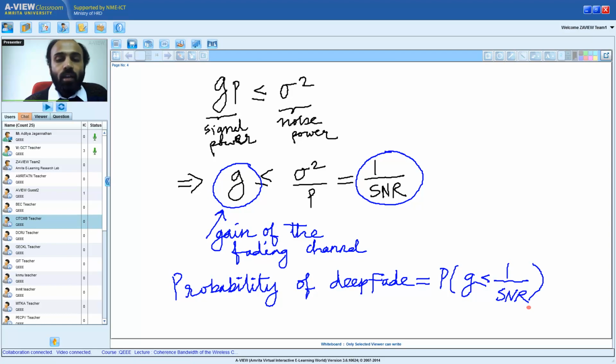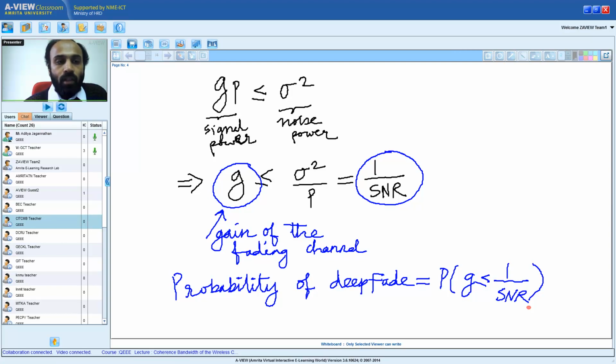Can someone tell me how can I calculate the probability that G is less than or equal to 1 over SNR? Is my question clear? I am saying the probability of deep fade is basically the probability that G, the wireless channel gain, is less than or equal to 1 over SNR. Therefore, can someone tell me how I can calculate this probability?